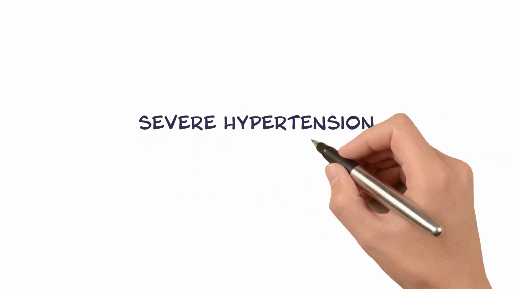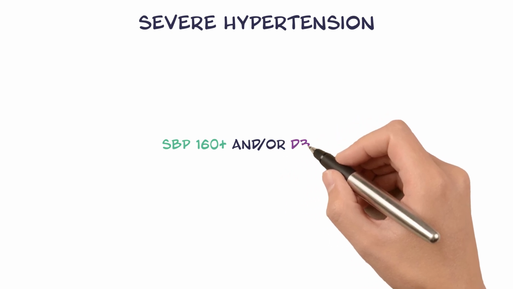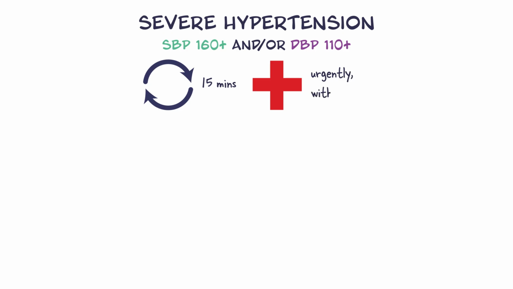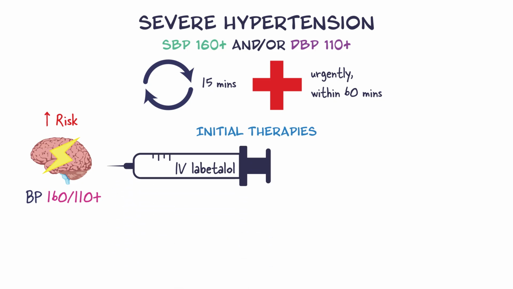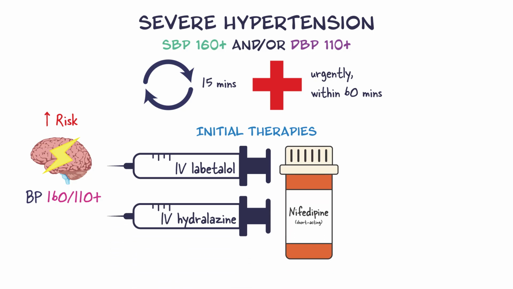Severe hypertension is defined as systolic blood pressure of 160 or higher and/or a diastolic of 110 or higher, repeated within 15 minutes, and this severe hypertension episode should be treated urgently within 60 minutes of presentation. The urgency is highlighted given the increased risk of stroke at a blood pressure of 160/110 or higher. The options for initial therapy include IV labetalol, IV hydralazine, and short-acting oral nifedipine.